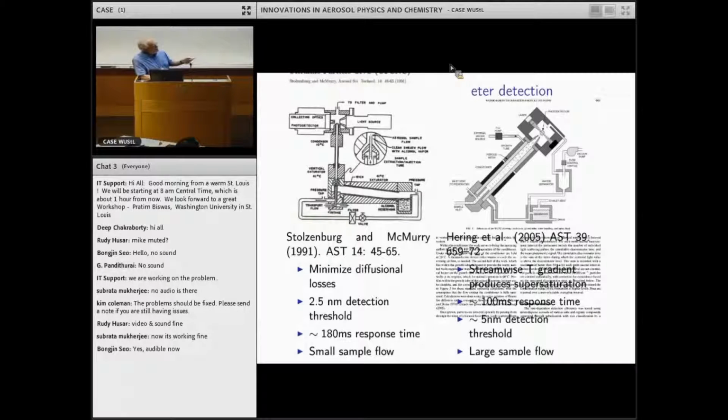The recently introduced water CPC by Suzanne Herring also gives a relatively low response time. Doesn't go down to quite the 2.5 nanometer threshold, but it has a higher aerosol flow rate. This is actually a very good detector for use with the DMA.